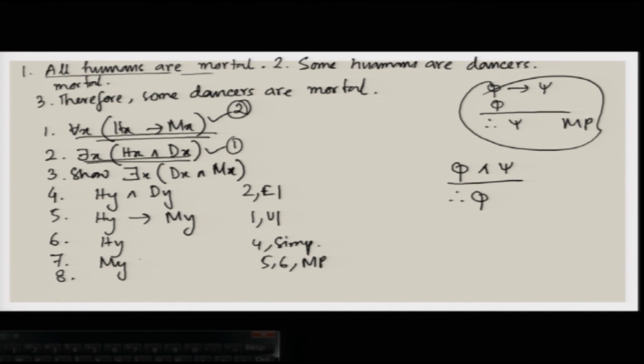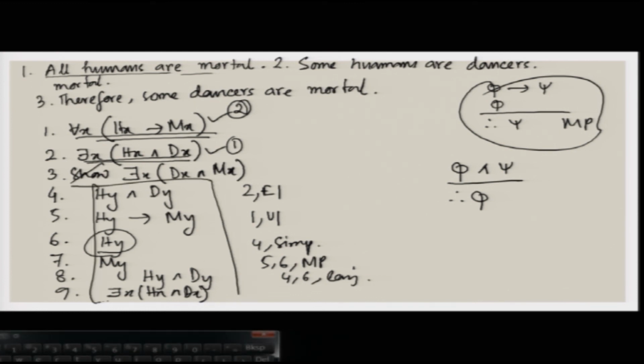Therefore, now I add these two things, hy I get from here, and dy I get from here, and that is, 4 and 6 conjunction, and 9. I just generalize it, some x hx and dx. I am done. I just show it. So, this is how we can prove a few things here. We may take up some of these examples in the next session also. Thank you very much.